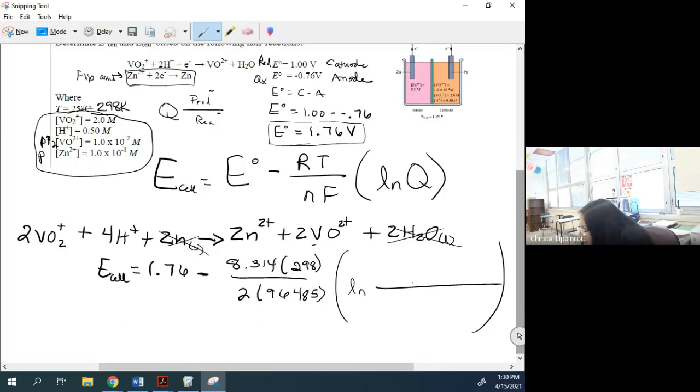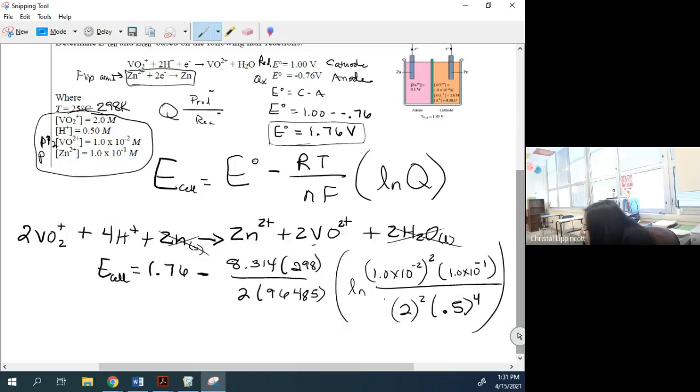So I'm going to take this value, 1.0 times 10 to the minus 2. That is this one. I'm going to raise that to the second power because of this coefficient. Then I'm going to put my value in for my zinc here, which is 1.0 times 10 to the minus 1. And I'm not raising him to anything because he doesn't have a coefficient here. Now I need to put this guy and this guy in. So this guy is 2, and I'm going to raise him to the second power, times 0.5, and what am I raising him to? The fourth power, because his coefficient here is a 4. All right.